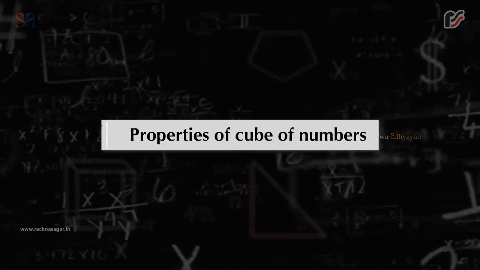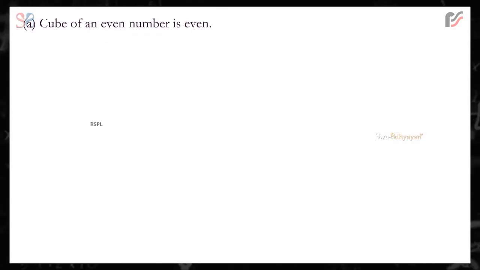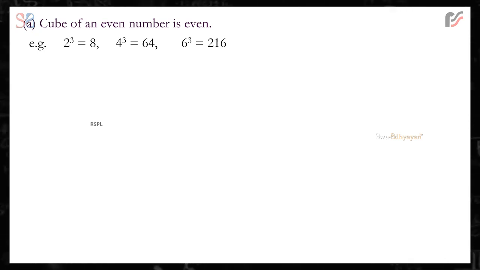Properties of cube of numbers. A. Cube of an even number is even. For example, 2 raised to the power 3 is equal to 8. 4 raised to the power 3 is equal to 64. 6 raised to the power 3 is equal to 216.